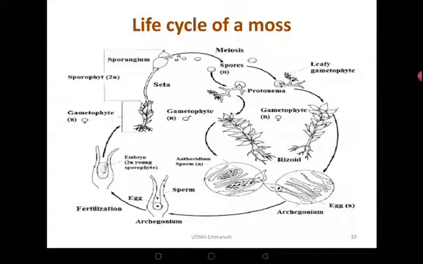It releases the sperms. So what happens? The sperms have flagella and they can swim to the Archegonia. The Archegonia produces the ova or the egg. So Antheridia is the sperm, and then Archegonia produces the egg. So what happens in the middle? When it rains, the sperms can swim from the Antheridia to the Archegonia.